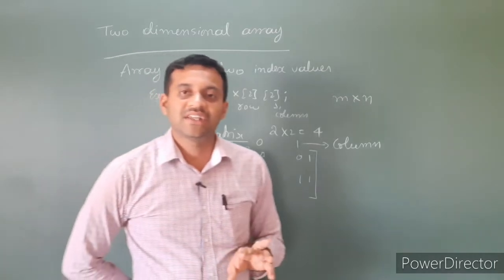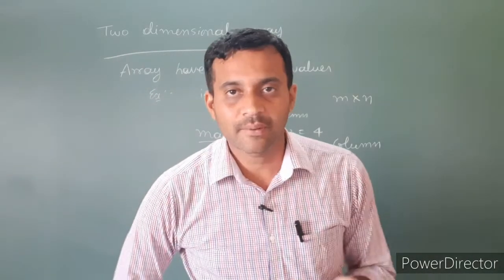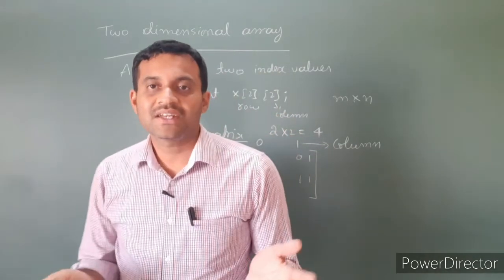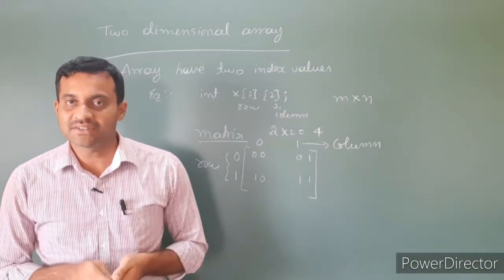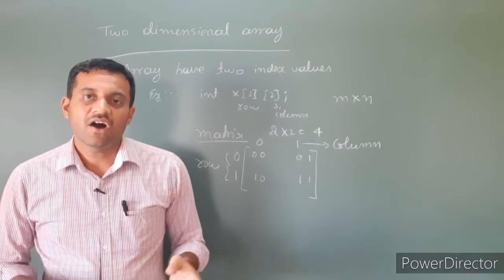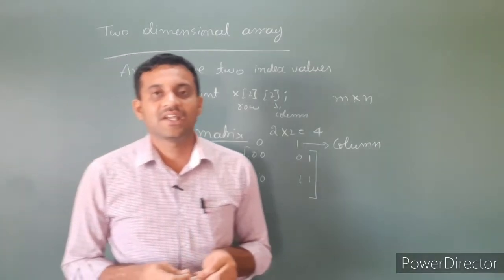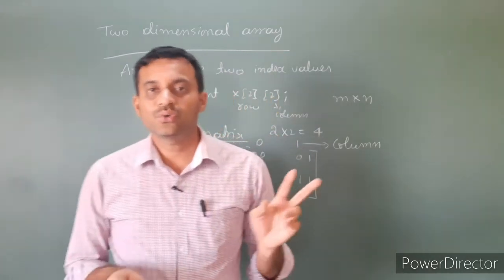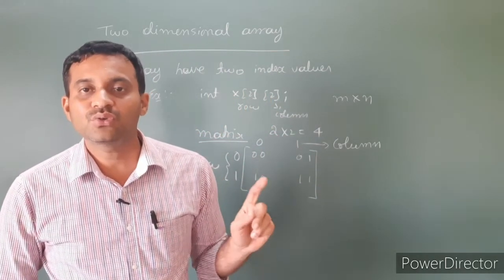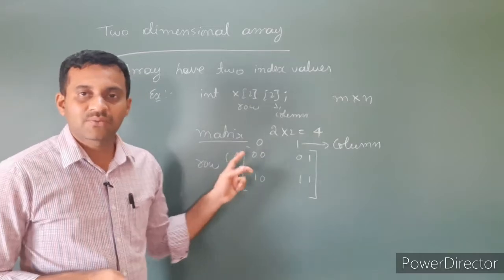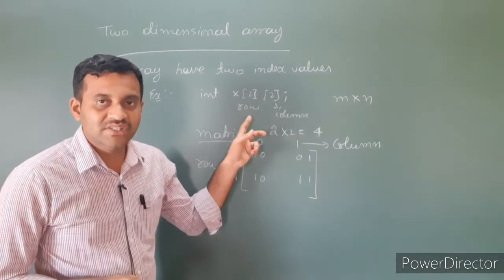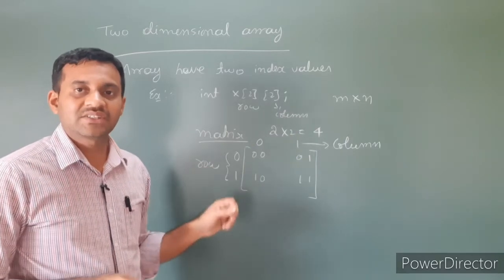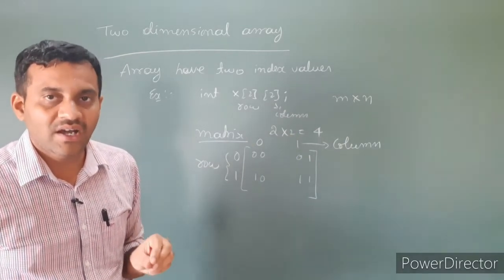The matrix definition: the intersection of rows and columns is called a matrix, or it is a collection of elements. An array is also a collection of homogeneous elements. Here homogeneous means all elements share the same name and same data type, but if it is two-dimensional, the array has two index values or two subscripts. Out of two subscripts, the first one represents the row, the second one represents the column. Matrix is the best example for a two-dimensional array.